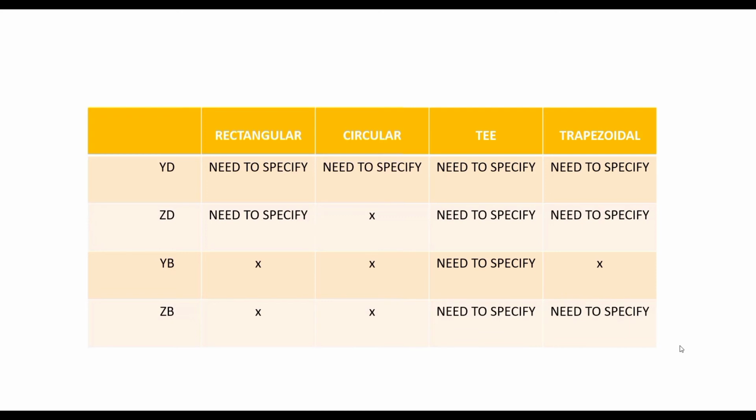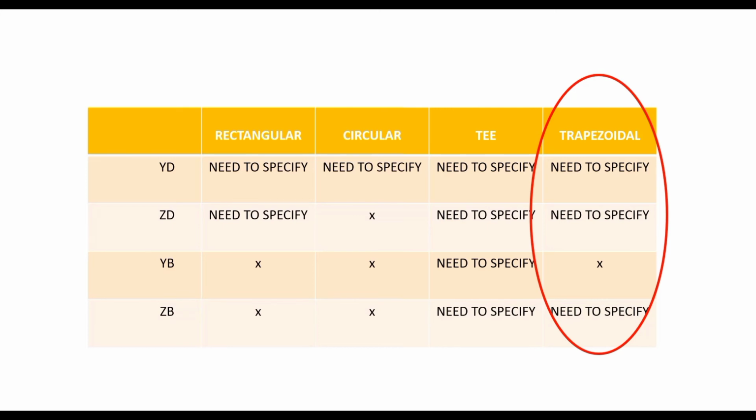The following table summarizes our understanding. Rectangular section can be specified using two parameters, YD and ZD. The rest of the parameters YB and ZB do not need to be defined for a rectangular section. Circular sections are the ones that would need only one parameter, YD, to be specified. The rest of the parameters do not need to be specified for a circular section. T section would need all the parameters to be specified, and for the trapezoidal section we would need three parameters, YD, ZB and ZD, to be specified.